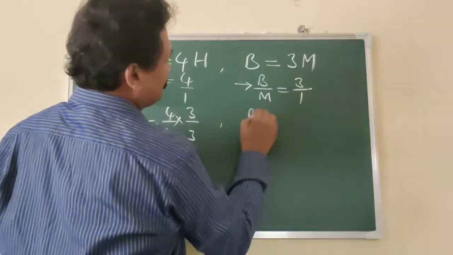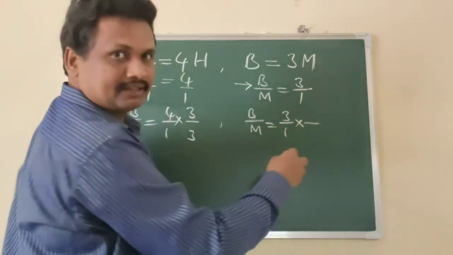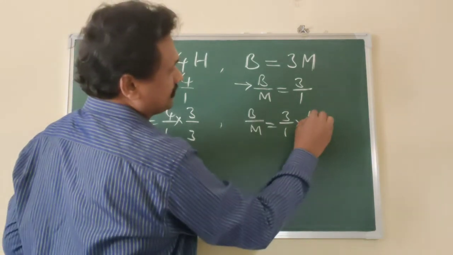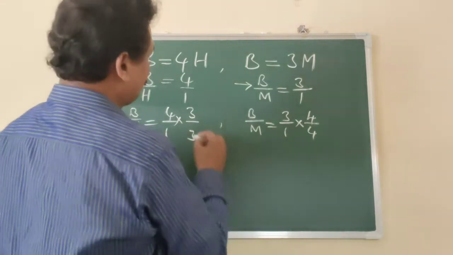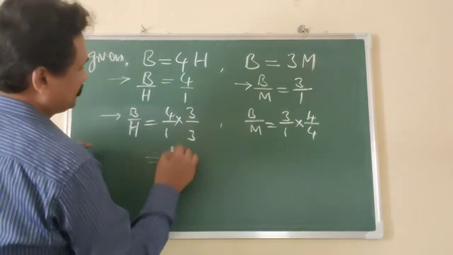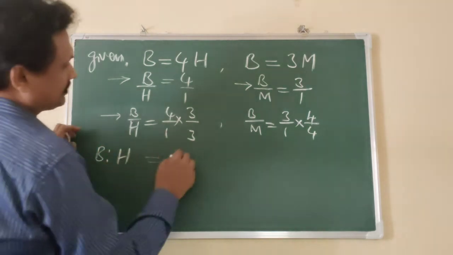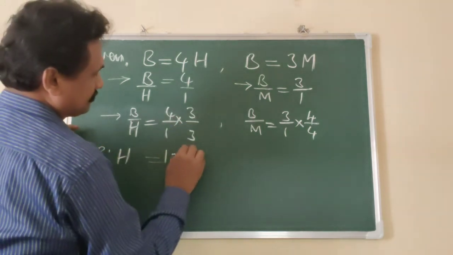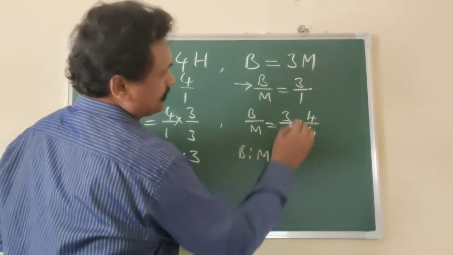This ratio B by M equals 3 by 1. Here also make it 12. To make it equal to 12, 3 fours are 12. That's why multiply by 4 by 4. Now what did you get here? B is to H is 4 threes are 12 is to 3. Here B is to M is 3 fours are 12.